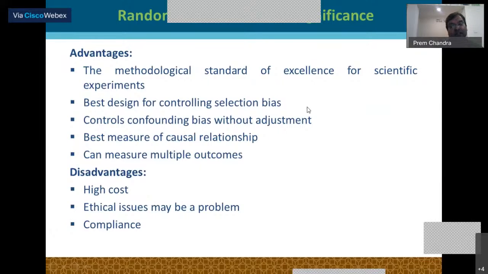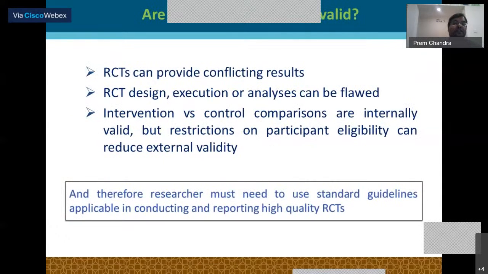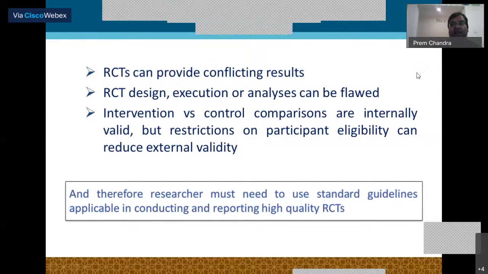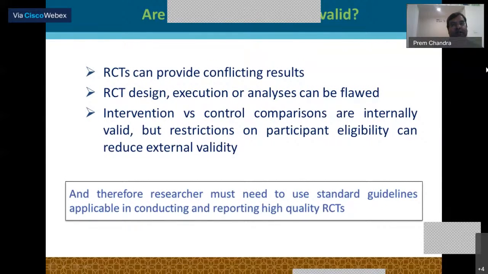The previous speaker has already spoken about, maybe a problem sometimes, and compliance is one of the biggest issues in RCT study design. We have to make sure to maximize the compliance so that we can really generalize the conclusion of the study. The question is, are the RCT results always valid? RCT can provide conflicting results.